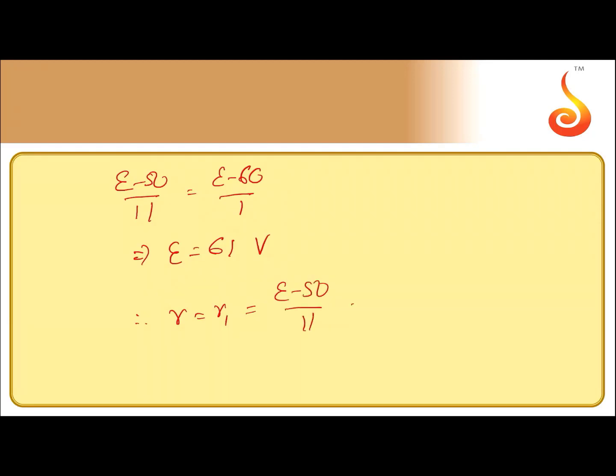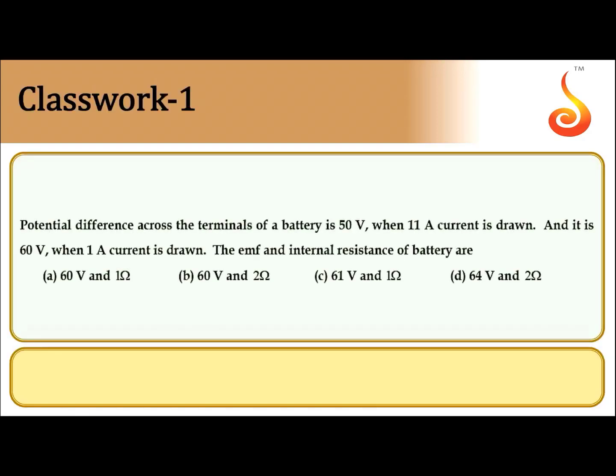So, what do we have? We have (E minus 50) divided by 11 is equal to (E minus 60) divided by 1, and this gives us E is equal to 61 volts. And we can choose the first equation. Internal resistance R, which is equal to R1, is (E minus 50) divided by 11, (61 minus 50) divided by 11, that gives us internal resistance R is equal to 1 ohm. So, 61 volt and 1 ohm are the values. C is our correct choice.